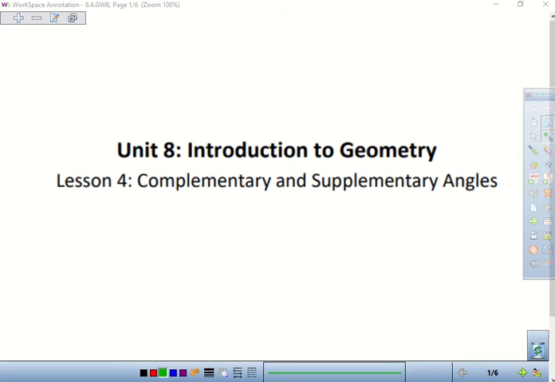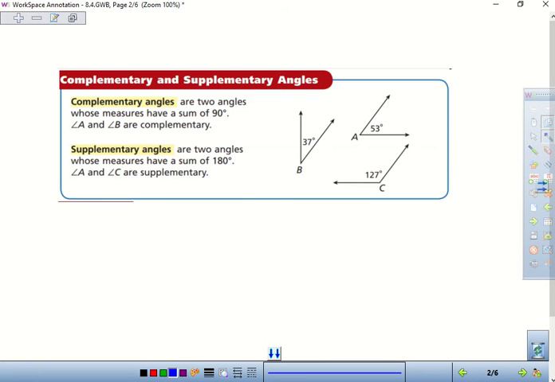So, today we're going to be doing Unit 8, Introduction to Geometry, Lesson 4, which is going to be complementary and supplementary angles. So make sure you get these notes down. Okay, the goal is for you to be more independent on homework. Wait, we got homework? Classwork.